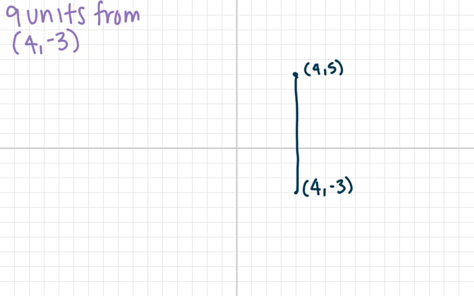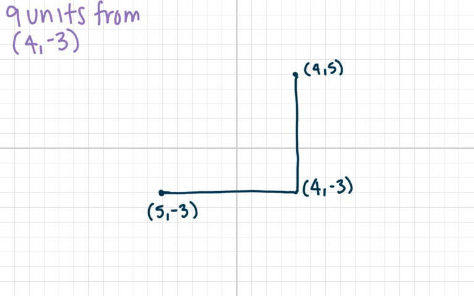So now we're going to find a line segment that has a length of 9 units that starts at our point of (4, -3). We're going to go from our point of (4, -3), and we're going to count 9 spaces or 9 lines, either to the left of that point or to the right of that point.